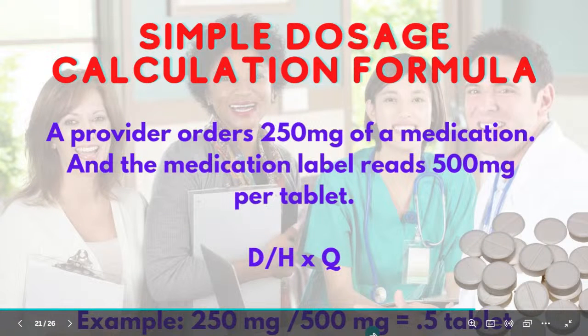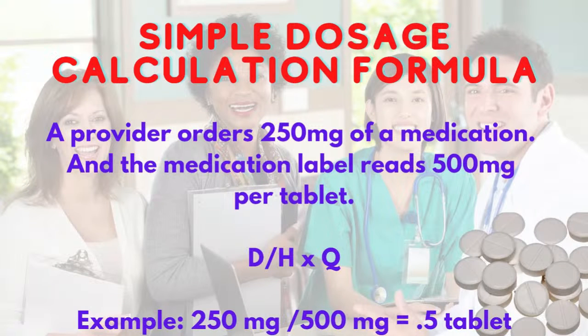Now, another example: the medication that your provider orders is 250 milligrams, and the medication label reads 500 milligrams. I always like to point this out because if you ever have to give half a tablet, you always want to make sure it's a scored tablet. Notice the pictures of the tablets I have here are scored, so there's an equal amount of medication on each side of that pill. If you cut it in half, you can be sure you're giving the patient the correct dose.